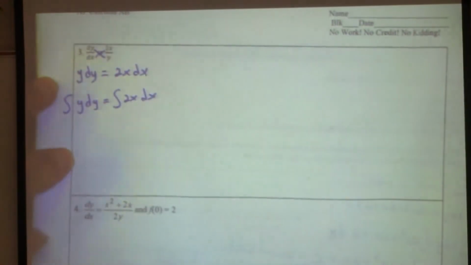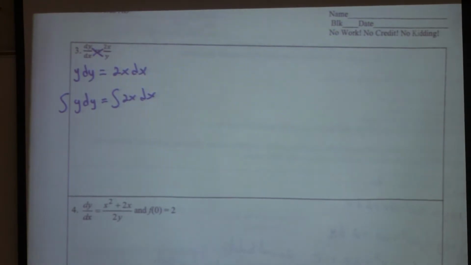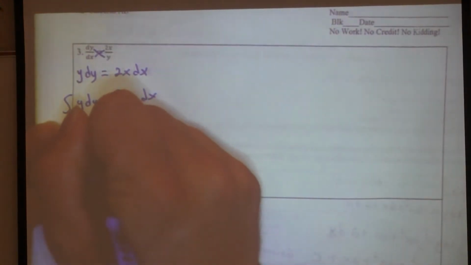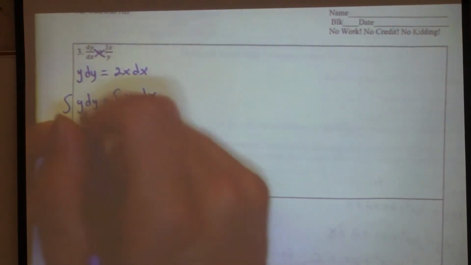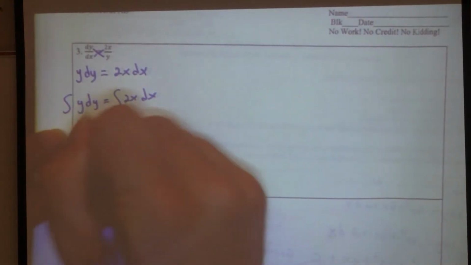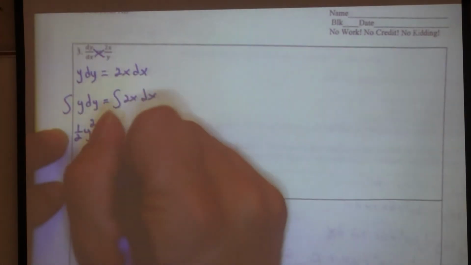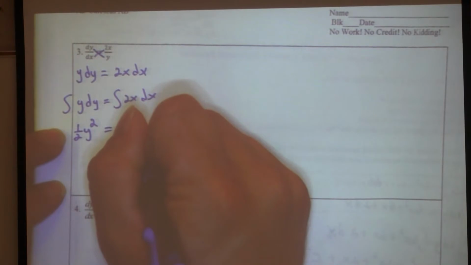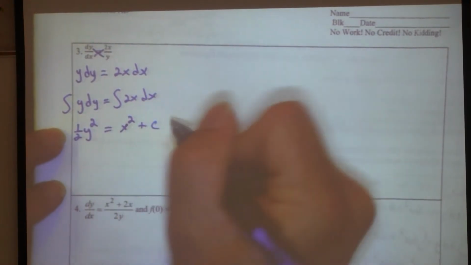Okay, second thing is to actually integrate. Now if you integrate correctly, you get another point. So hopefully we can do that too. So what's the integral of y with respect to y? Add 1 divided by the new power. What do we get? 1/2 y squared is equal to x squared plus c.